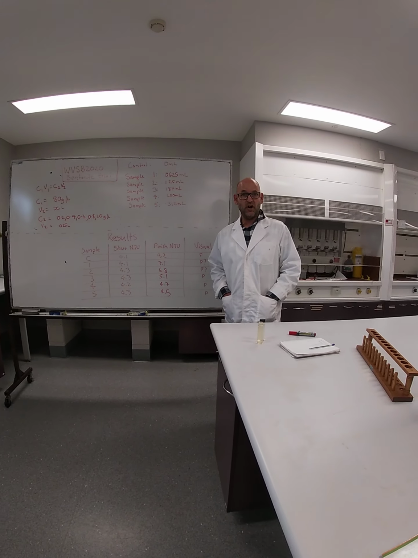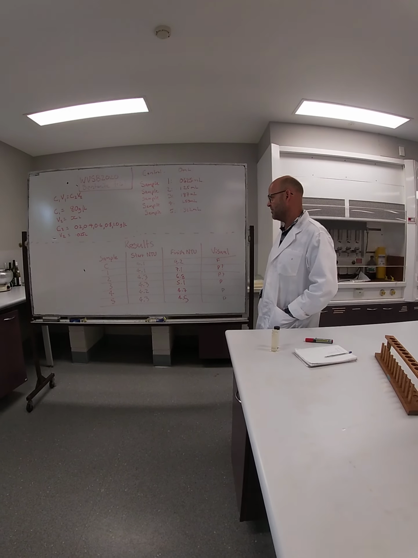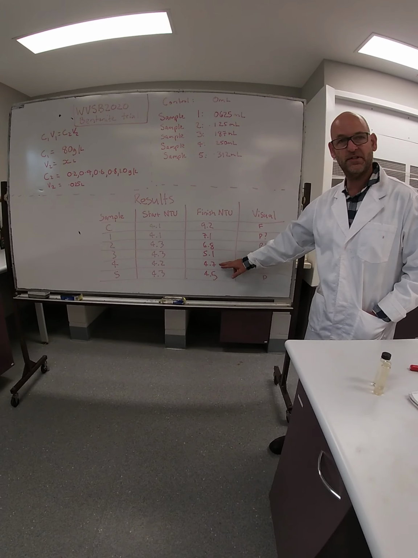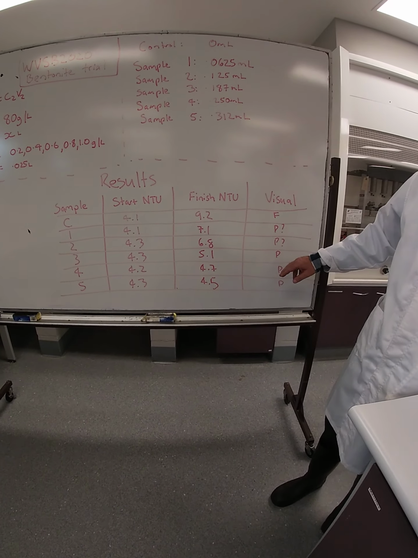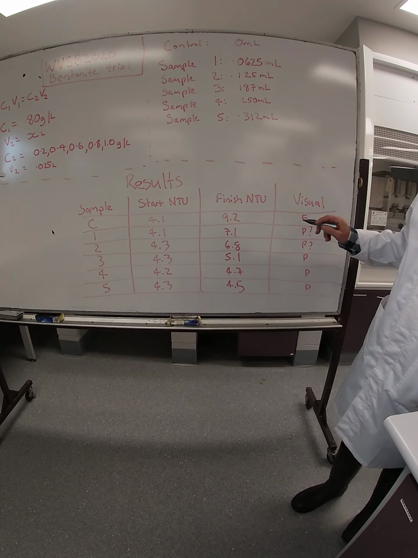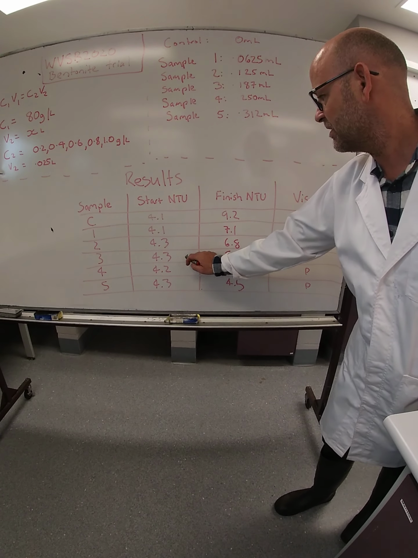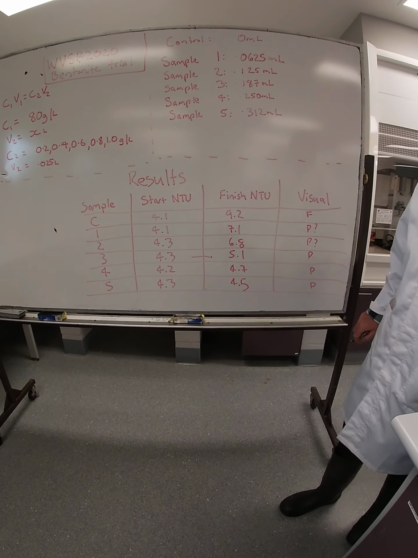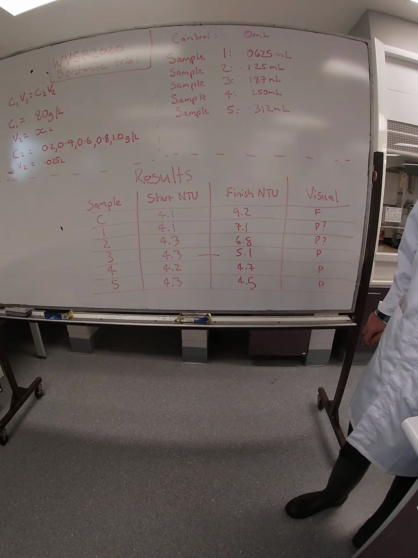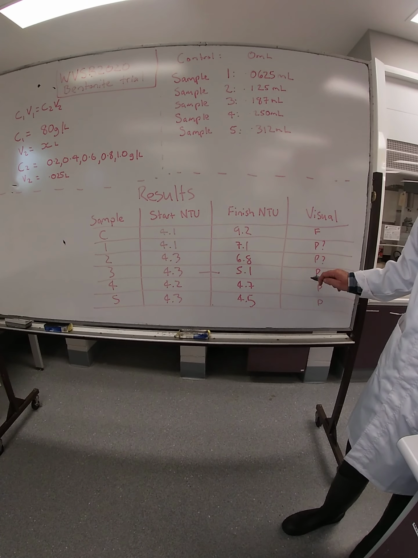Okay everyone, it's time to review the results from our bentonite test. We can see here that we've got our finish NTUs now. So we're looking for the first measurement that has a difference of less than 2, which is this measurement here, which is our 0.6 grams per litre bentonite addition.